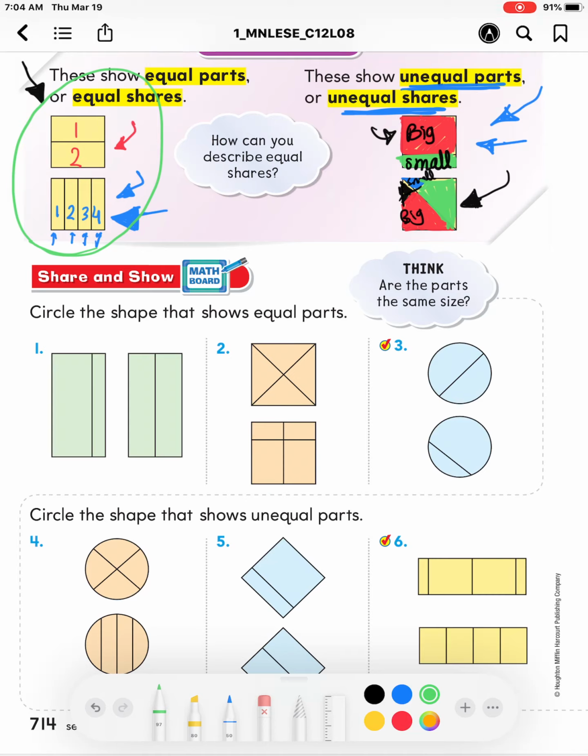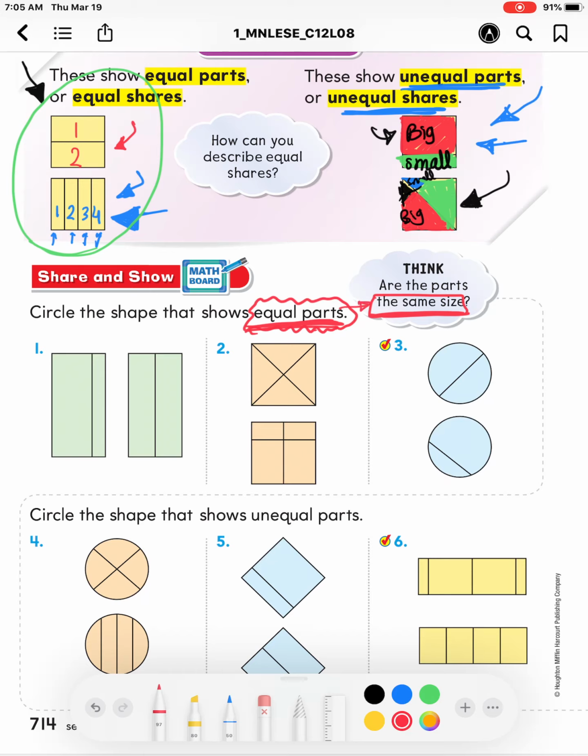Now let's start share and show. Now circle the shape that shows what? Underline this word. Each time you read a question in math, you should know that there are some keywords. The words that you should focus on. So here shows equal parts. They are the parts of the same size.